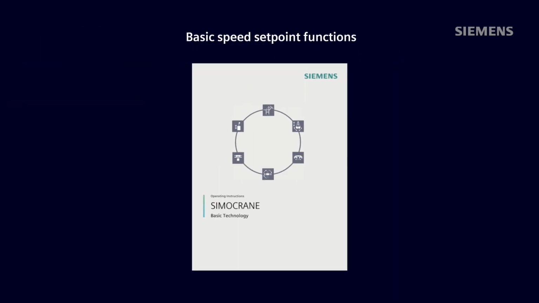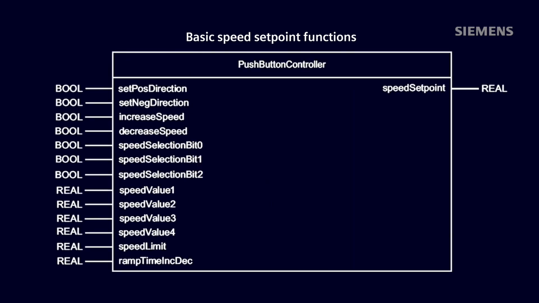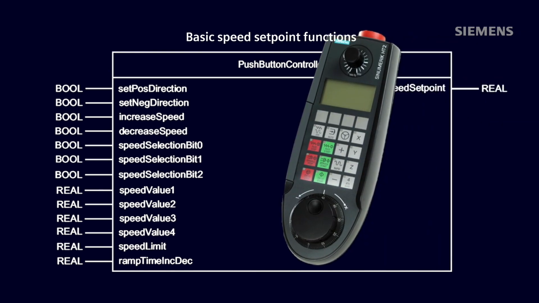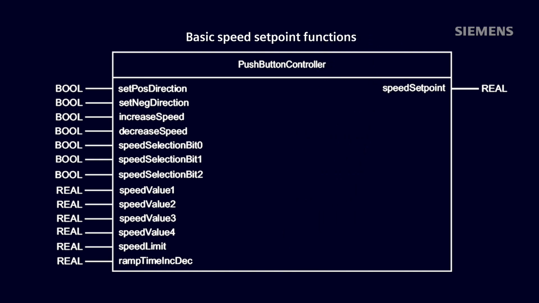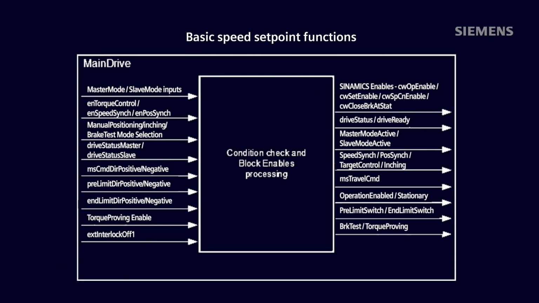The push-button controller block, available in SIMOCRANE Basic Technology V5.0, makes it possible to specify a fixed or variable setpoint via a simple push-button controller. This block includes 14 inputs that are parameterizable. Set pos direction and set neg direction should correspond to the digital input feedback from the crane controller for the positive and the negative directions of motion. These inputs should be parameterized to match the main drive block inputs MS CMD DIR positive and MS CMD DIR negative.